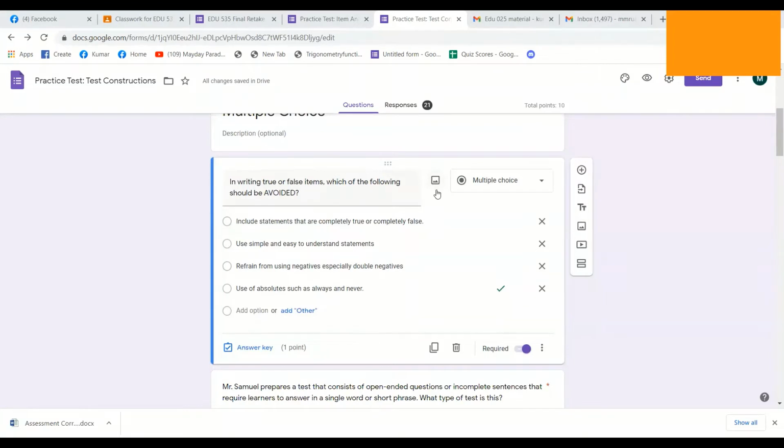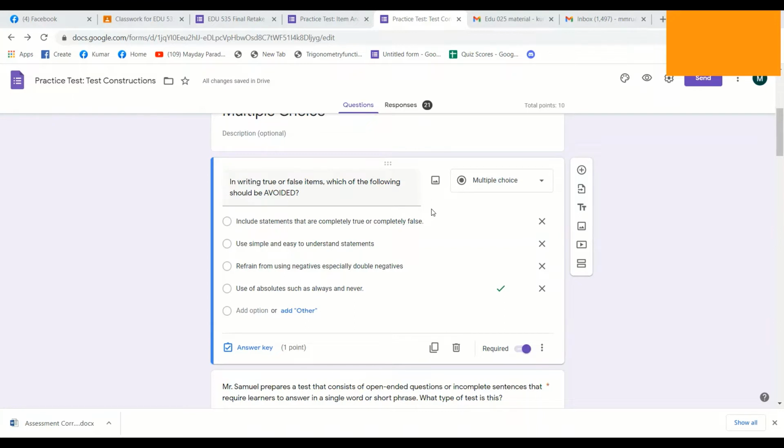In writing true or false test, which of the following should be avoided? Okay, so let's try to look at the following guidelines now. Include statements that are completely true or completely false. Okay, that is correct, right? So we don't need to avoid that one. Use simple and easy to understand statements. So it's also correct. Refrain from using negatives, especially double negatives. So that is also correct.